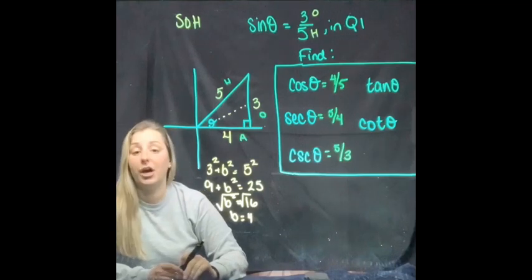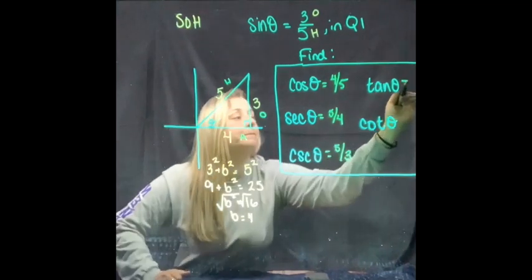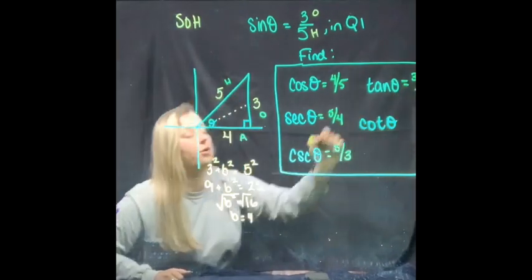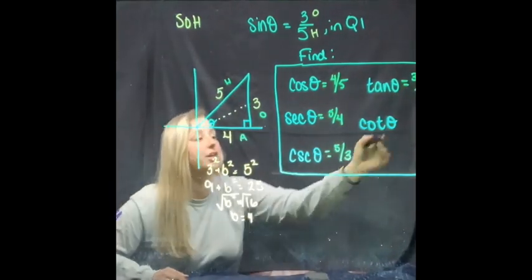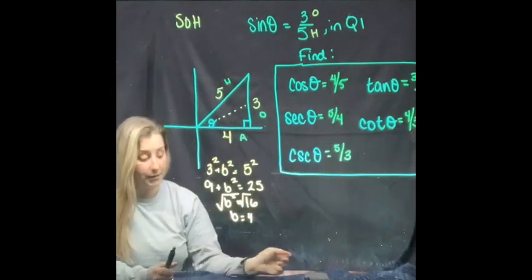The tangent is TOA. That's the opposite over the adjacent, so that's 3 over 4. And then we know cotangent is the reciprocal of tangent. So that would be 4 over 3, just flipping that upside down.